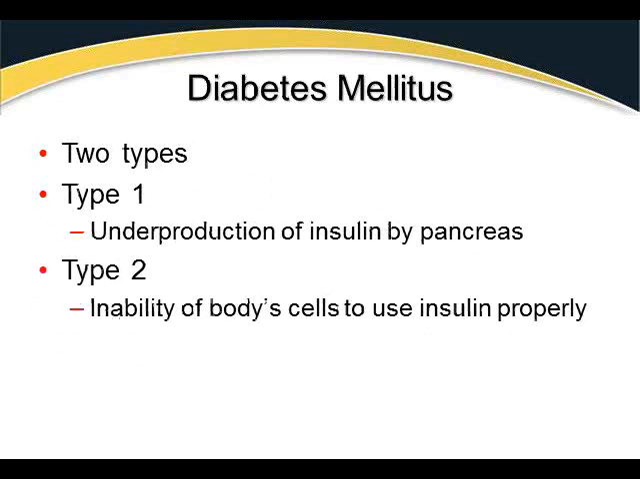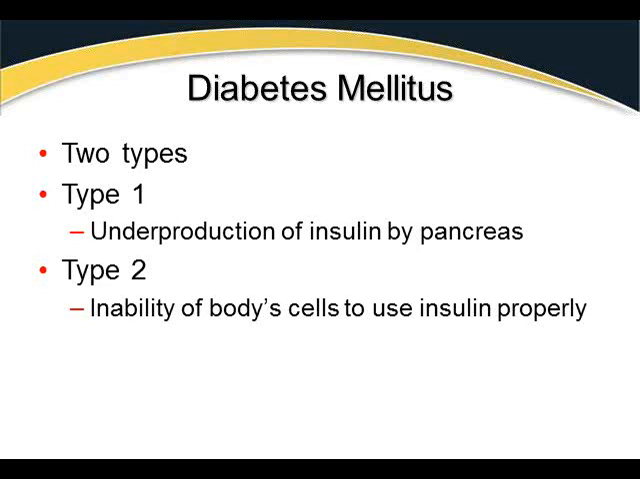So diabetes mellitus, there are two types. There's type 1 and type 2. Type 1 is underproduction of insulin by the pancreas, and type 2 is inability of the body cell to use insulin properly. So we have these two types of diabetes that plague people. Sometimes people will migrate from one to the other. But to look at your textbook on 508, it describes these a little bit better.